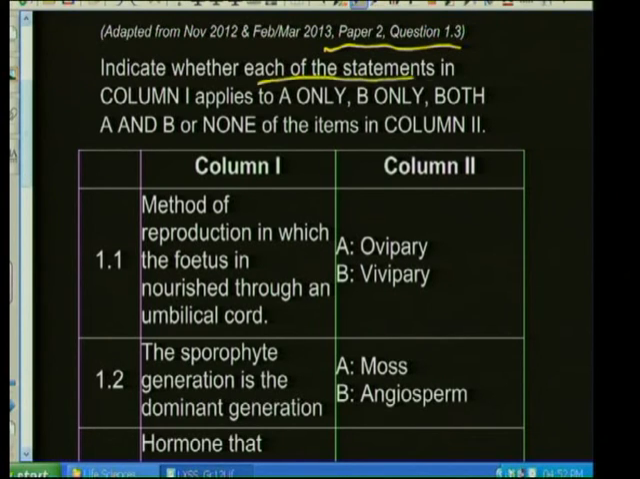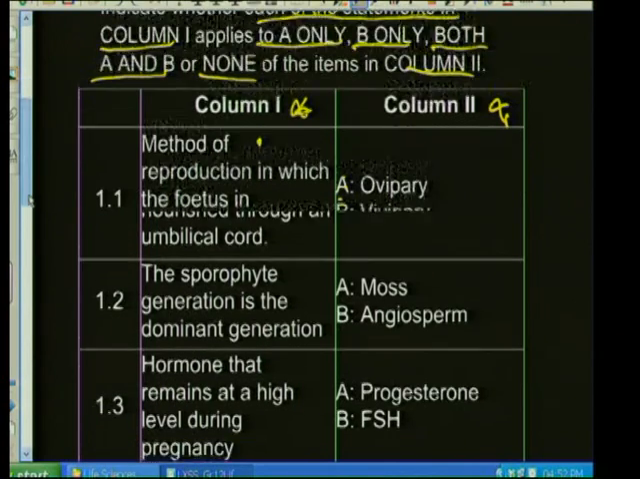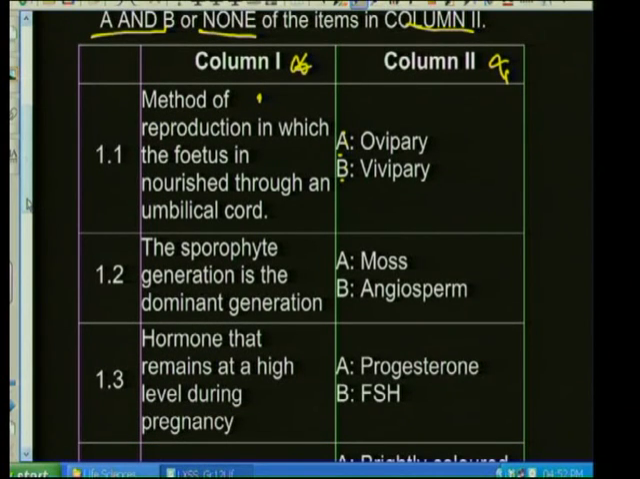Indicate whether each of the statements in column 1 applies to A only, B only, both A and B, or none of the items in column 2. So giving you two columns, that one and that one. They want to know, for this statement, does A only apply to it, B only, A and B, or neither A nor B? So you need to read carefully. It's a method of reproduction in which the fetus is nourished through the umbilical cord.